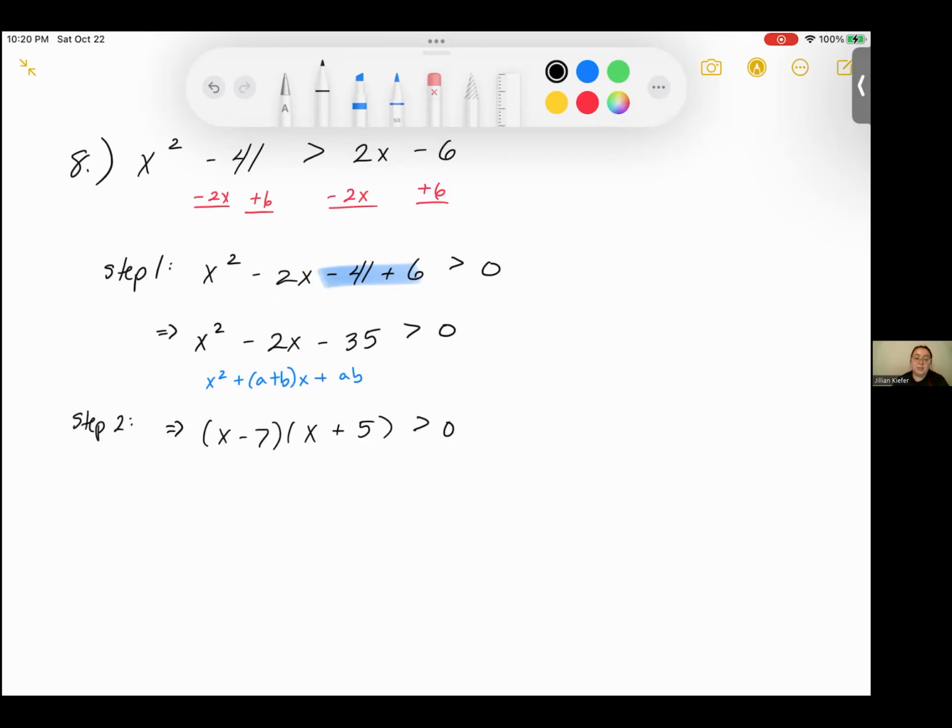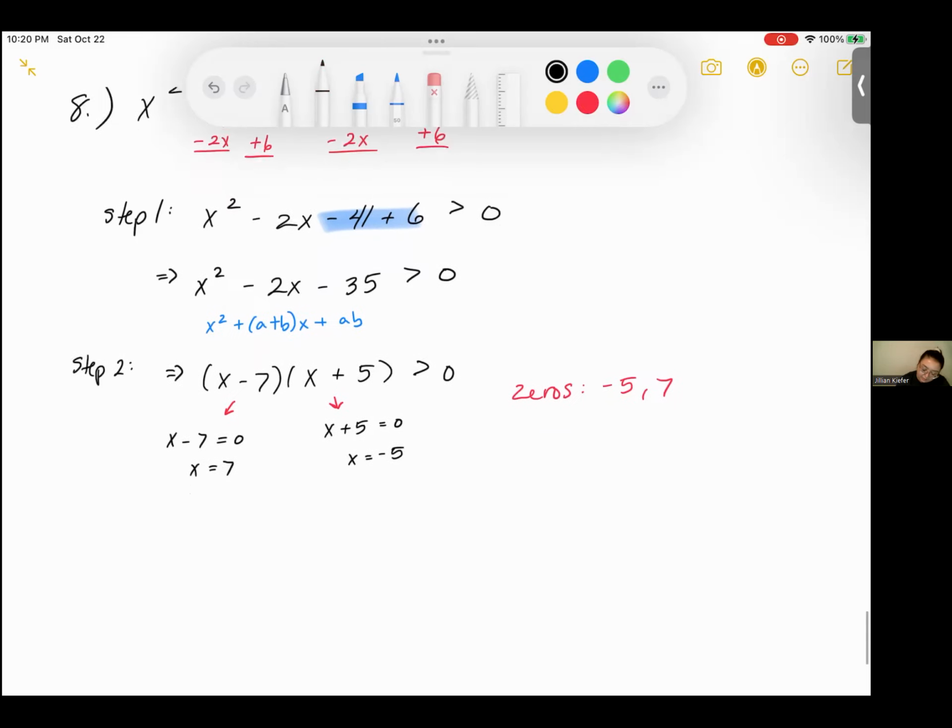At this point, you want to find the zeros. In step 2, you want to factor and find the zeros of your polynomial. To find the zeros, you set each of these factors equal to 0 separately. So you'd have x minus 7 equal to 0 and x plus 5 equal to 0. Now we can add 7 on the left to get x equals 7, and subtract 5 on the right to get x equals negative 5. So the zeros are negative 5 and 7.